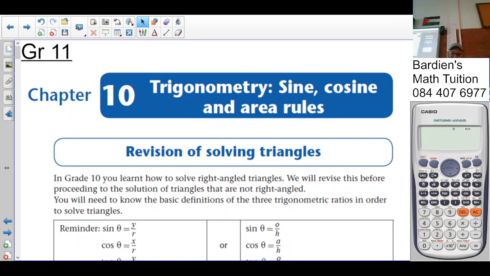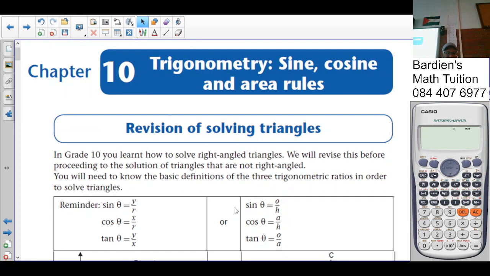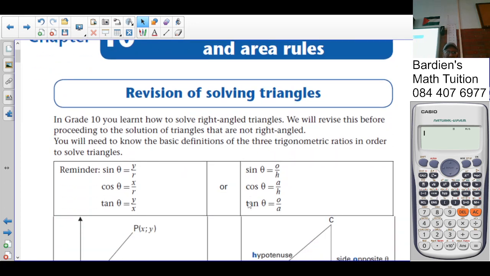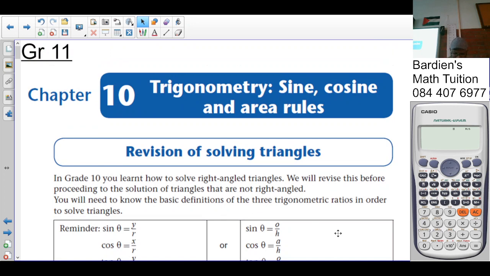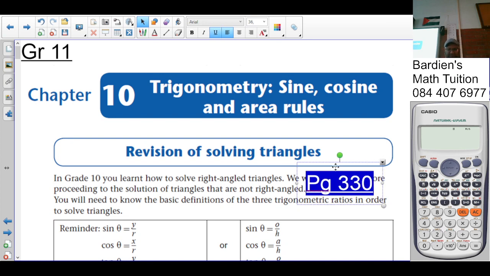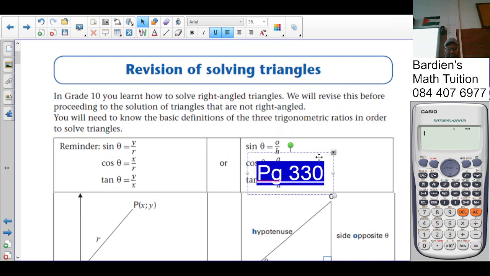So, the first part of the lesson we looked at the conclusion of the functions, exercise 5.21. Now we have a few minutes left, so we're looking at trigonometry, the sine, cos, and the area rule. At this point, we are told that the division of solving triangles is on page 330. Okay, so we're reading from page 330.